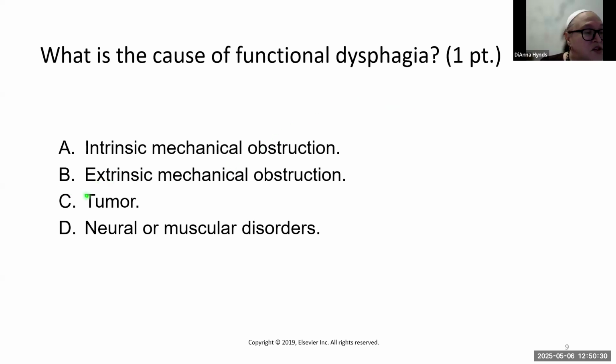And so for functional dysphagia, the best answer here is going to actually be an intrinsic mechanical obstruction. So I can get it to show up. Oh, wait. Oh, I'm on the wrong question. Okay. So the cause of functional dysphagia, the best answer is going to be neuromuscular disorders. So functional dysphagia is problems with eating, right? And so neuromuscular disorders can interfere with voluntary swallowing or peristalsis, and that can cause functional dysphagia.